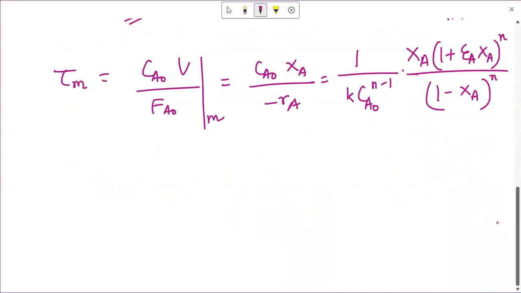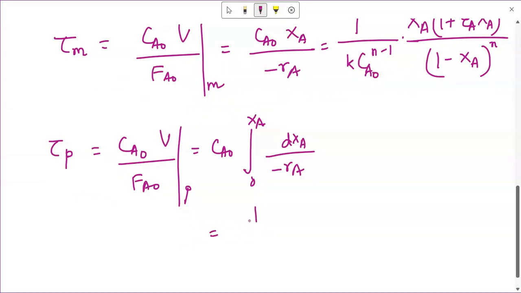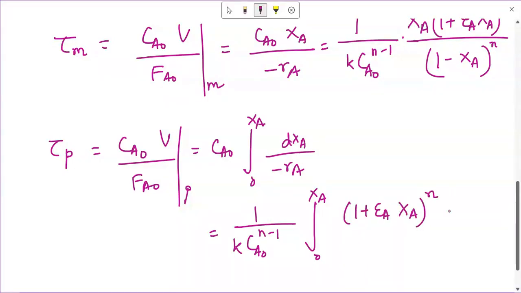The same thing when you do for PFR. So tau p, that means Ca0 V/Fa0 for the plug flow reactor, becomes Ca0 times the integral from 0 to Xa of dXa/(-Ra), which becomes equivalent to 1/(k Ca0^(n-1)) times the integral from 0 to Xa of (1 + epsilon A Xa)^n dXa divided by (1 - Xa)^n.